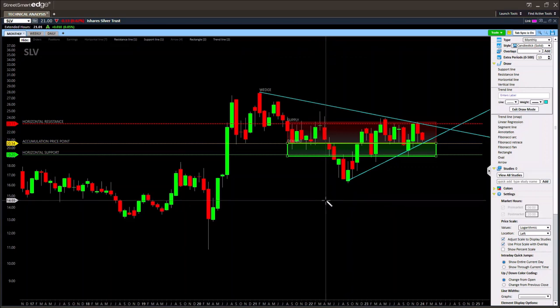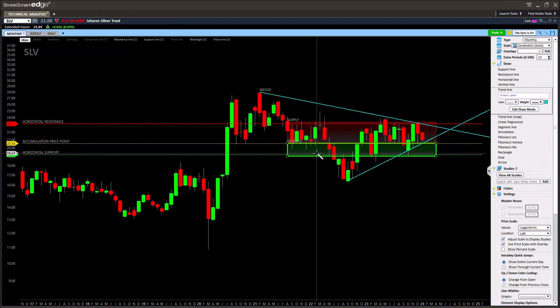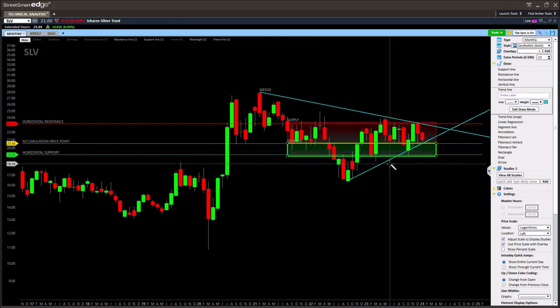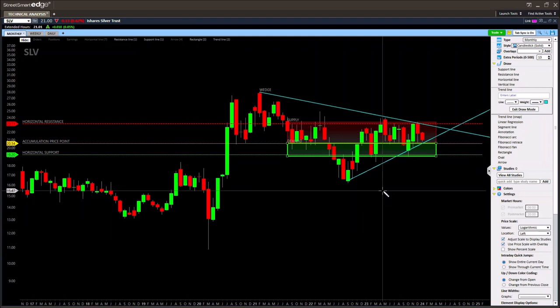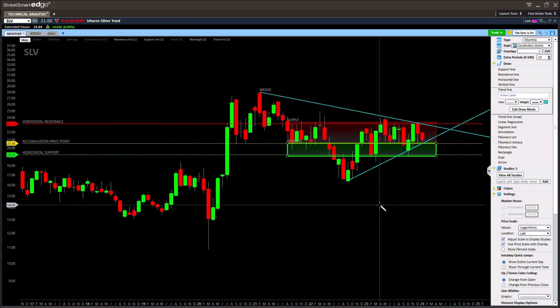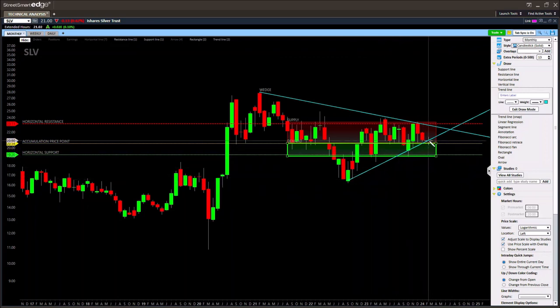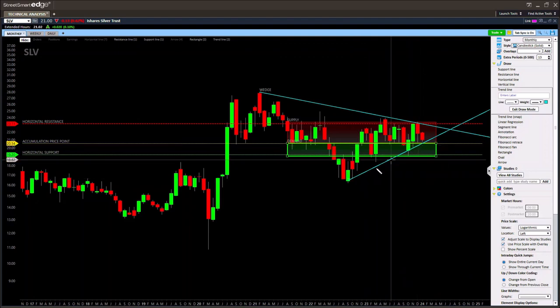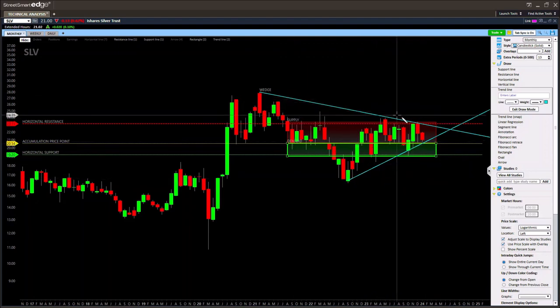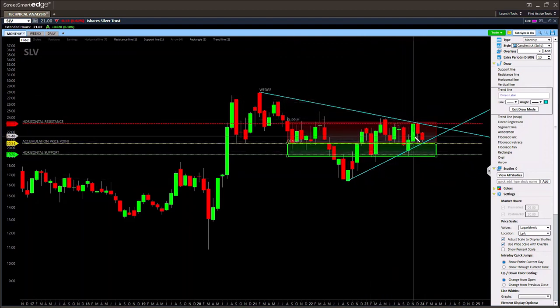So now we know A, the trend, B, what pattern it's in. We know where supply and demand is, where horizontal support and resistance is. We know the accumulation price point. We know the volatility. We know the kind of patterns it loves to exhibit. Now we know that we have trend line support here along this trend line down here at the bottom. This is trend line support. We know this is trend line resistance because again, it's inside this wedge.